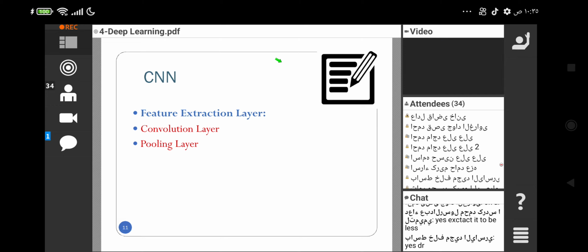In the feature extraction layer, we have two main layers. They are the convolution layer and the pooling layer. These are the two main layers that we have in the feature extraction layer.